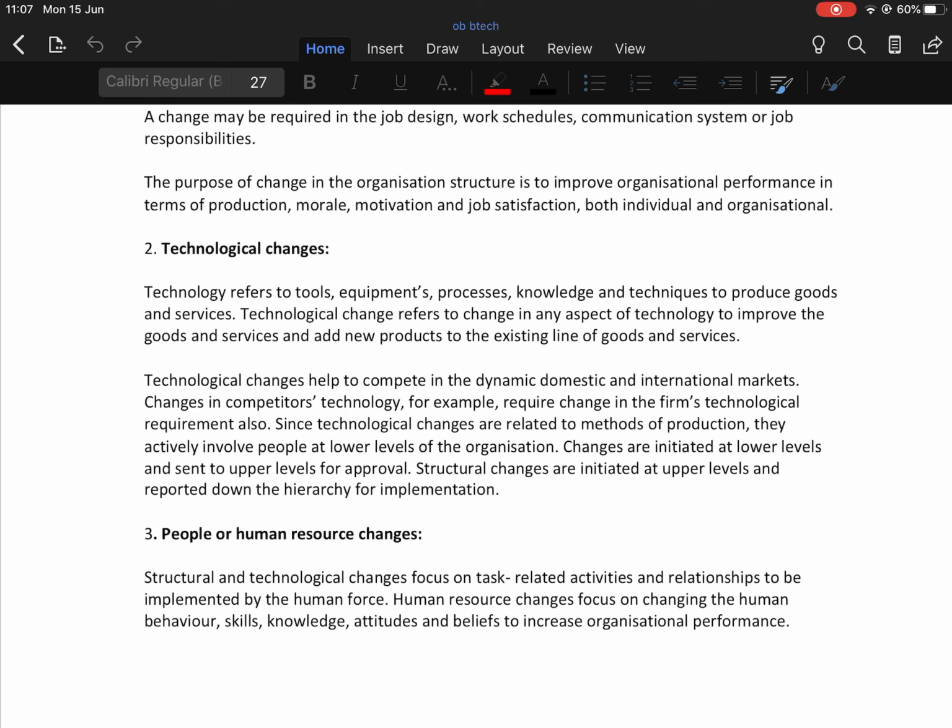So technological changes help to compete in the dynamic domestic and international market. Changes in competitors' technology, for example, require changes in the firm's technological requirement also. Since technological changes are related to methods of production, they actively involve people at the lower level of the organization.